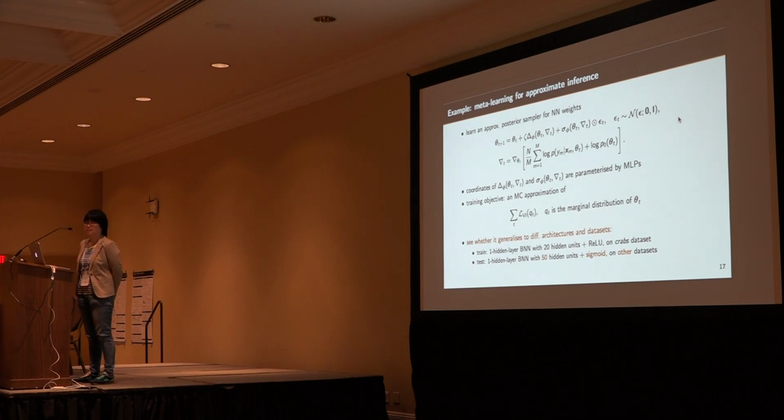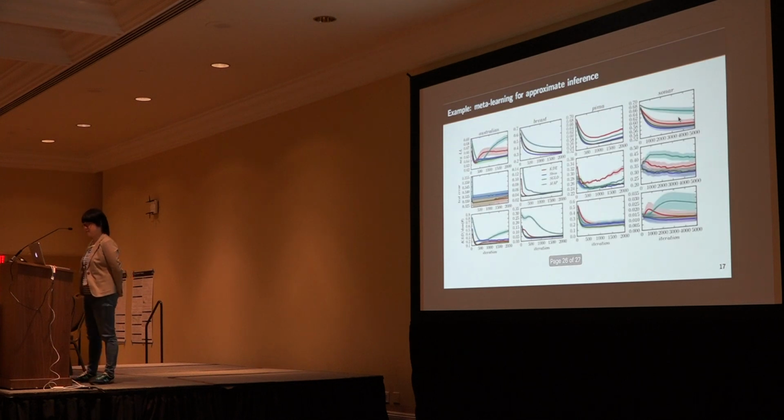In this case, my training task is on this kind of UCI dataset, and I use a one hidden layer Bayesian neural net with 20 hidden units and a radial activation. My test tasks will be on other UCI datasets, but with a bigger Bayesian neural net and a different activation function. So here's the result.